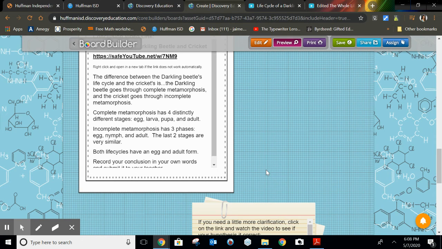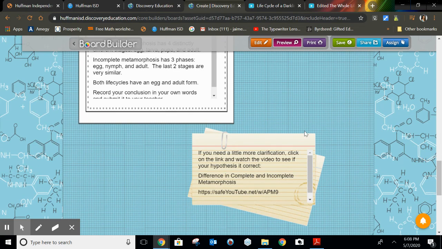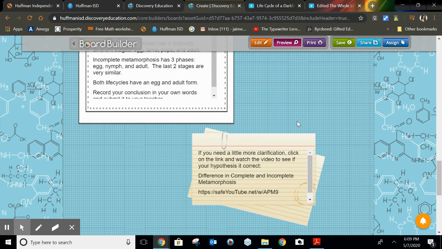The last 2 stages are very similar. That is why we call it incomplete metamorphosis. Both life cycles are alike in that they both have an egg and they both have an adult form.